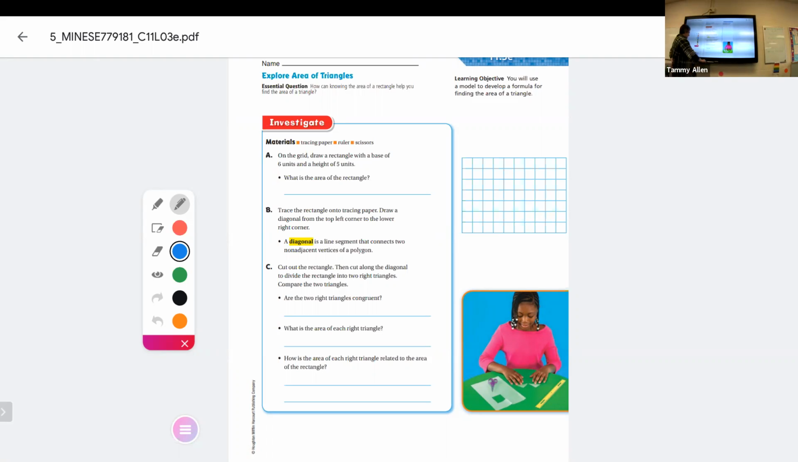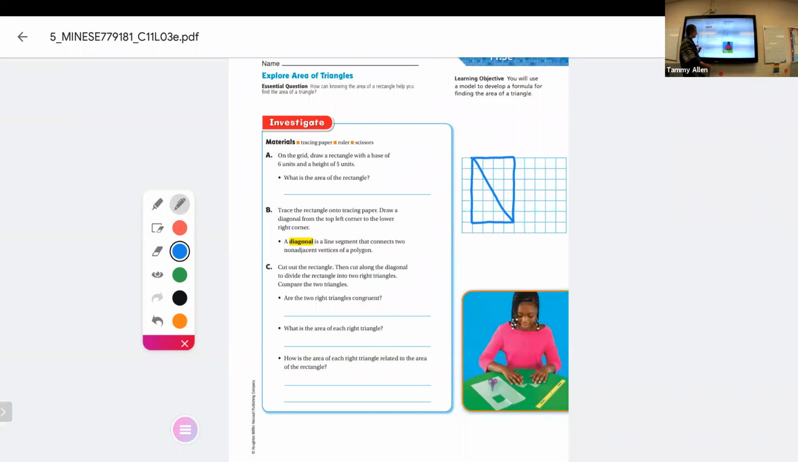So we're going to take a look first at using the grid off to the right, and we're going to draw a rectangle. And from that rectangle, we're going to split it into 2 equal parts going diagonally, which forms 2 equal triangles. Do you see the 2 equal triangles?